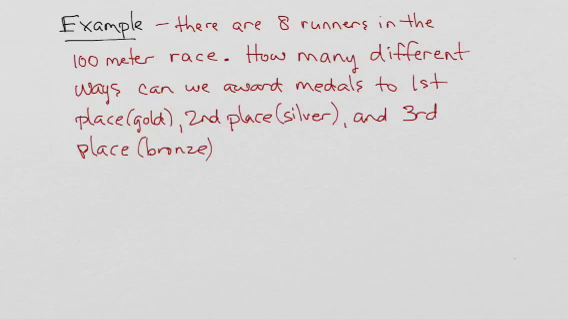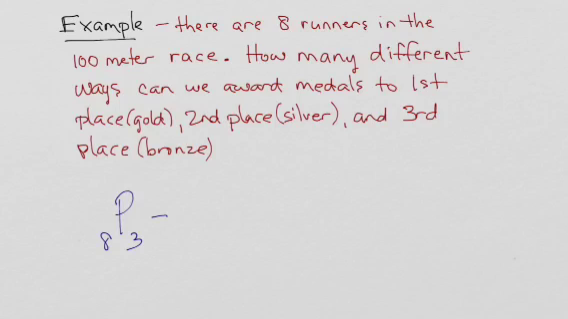It says there are 8 runners in the 100-meter race. Sounds like the Olympics or a track meet. How many different ways can we award medals to first place, which is called gold, second place, which is called silver, and third place, which is called bronze? The order matters. Finishing first is different than finishing second. That's why it's different than the ones yesterday. Since the order matters, it's a permutation. There are 8 people running in the race, and we are giving medals to the top 3 places. If you finish in 4th, 5th, 6th, 7th, or 8th, you didn't get a medal.